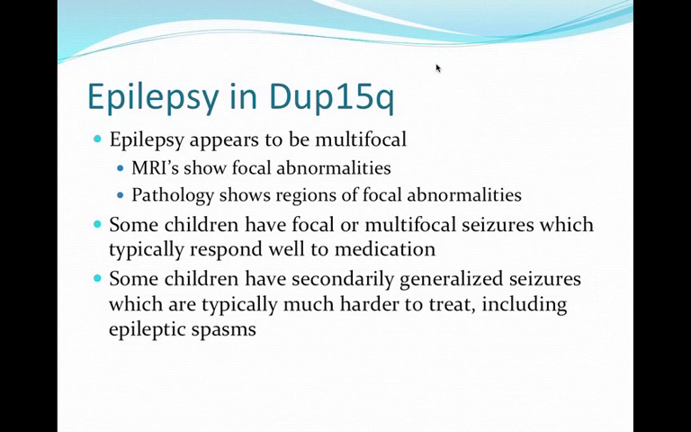So in Dup15, the question is: is it a generalized epilepsy, like Angelman syndrome, where we know it's generalized and the whole brain's always going at once, or is it more multifocal? What we think is that it's a multifocal epilepsy, so there are various areas in the brain that can cause seizures, not just one focus, but lots of little areas around the brain. And then if the seizures get severe enough, those little areas of focal seizures can all get together and make a bigger area of generalized seizures.